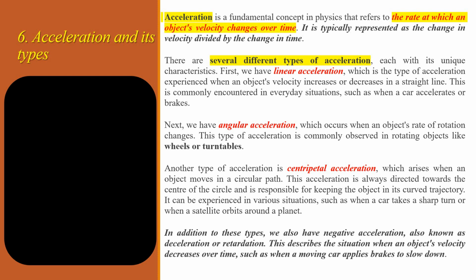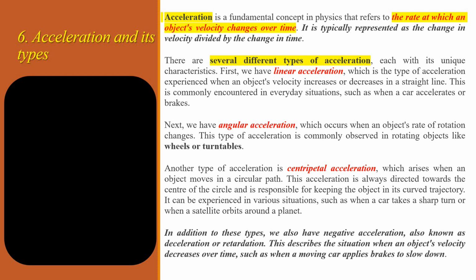There are several types of acceleration, each with its unique characteristics. First, we have linear acceleration, which is the type of acceleration experienced when an object's velocity increases or decreases in a straight line.